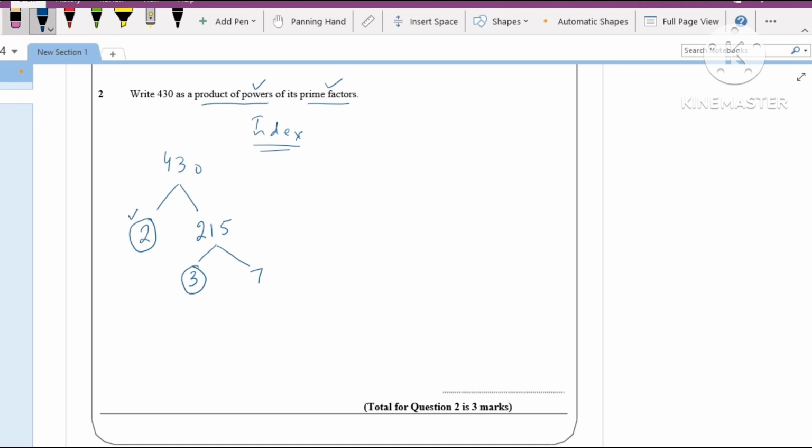We will leave 3, so it is not divisible by 4 as well. It is divisible by 5, so we will move with 5.